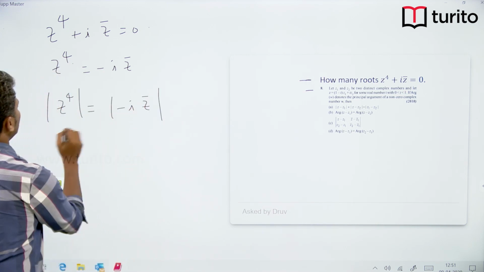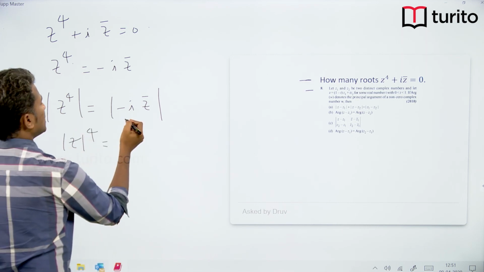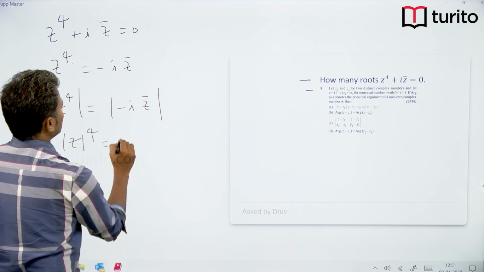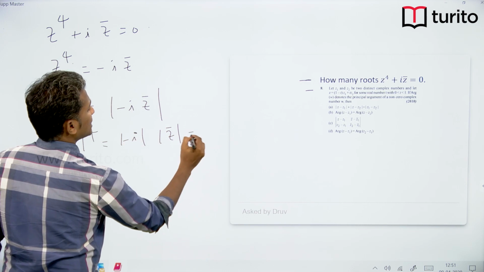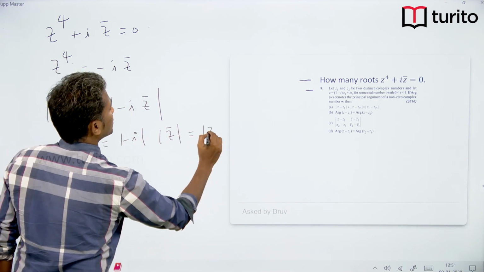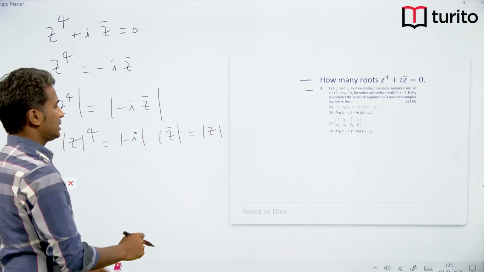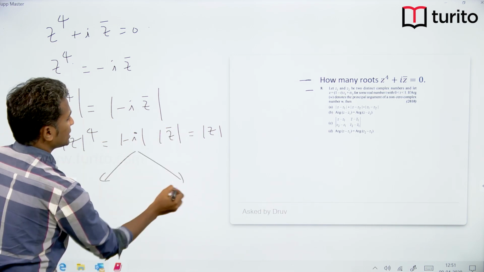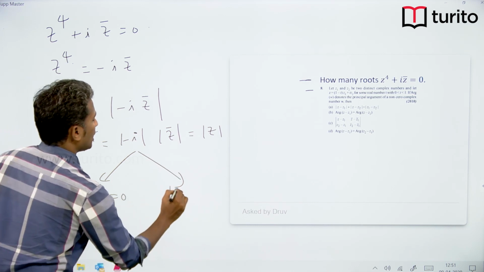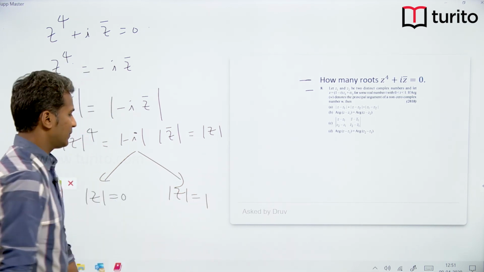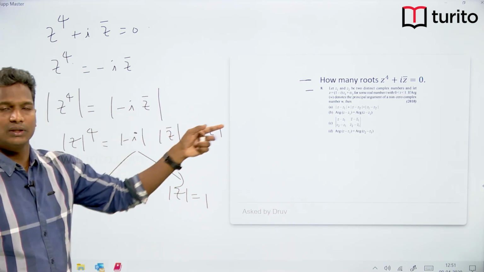Okay. So, now what do we get? LHS becomes mod of z power 4 and RHS can be written as mod of minus i into mod of z bar. Mod of minus i is 1 and mod of z bar is mod z only. So, mod z power 4 equals mod z. Two cases arise from this situation. One case is mod z is 0, the other case is mod z is 1. If mod z is 0, we have to solve for z again.